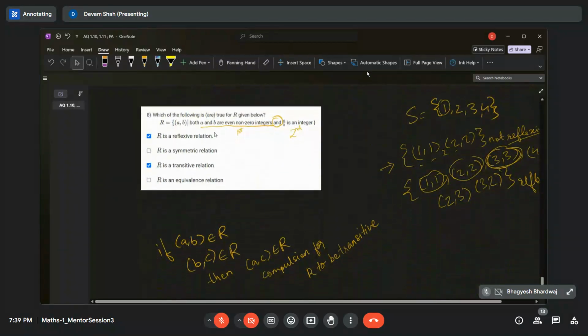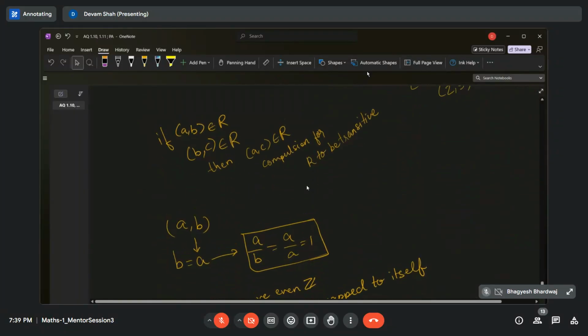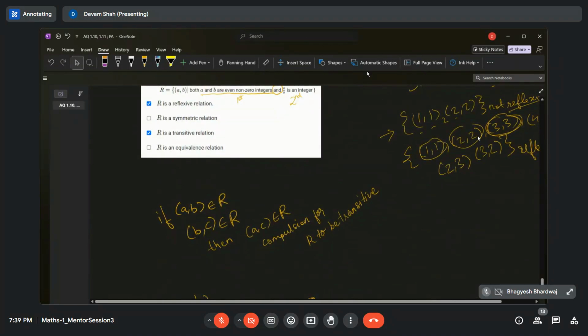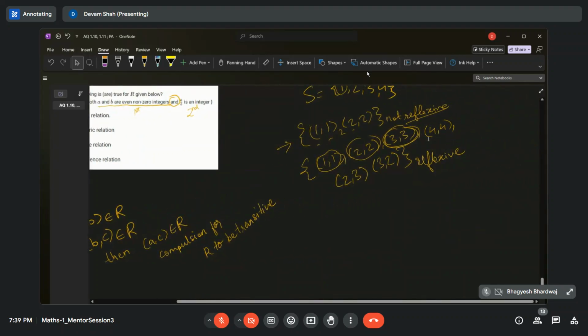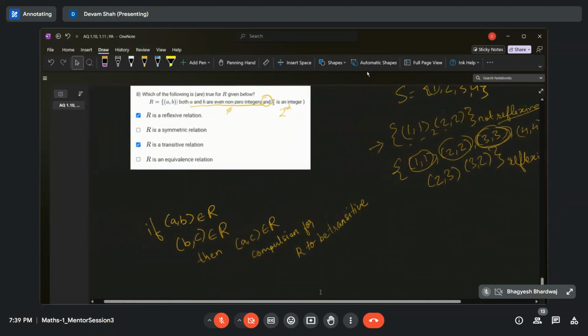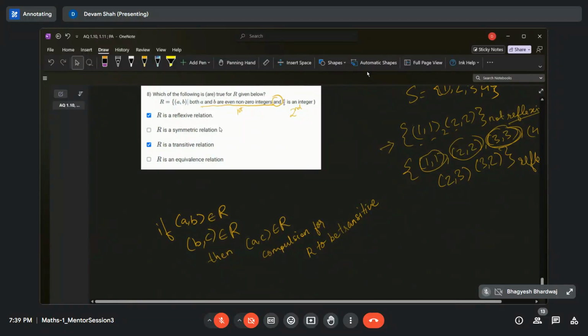Why? Because every even non-zero integer will be mapped to itself. That is 1, comma 1, 2, comma 2, 3, comma 3. Wait, only 2, comma 2 and 4, comma 4, and all the even non-zero integers. So yes, it's reflexive. Now coming to symmetric.